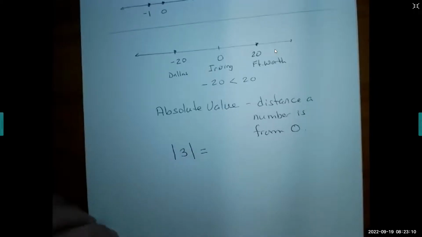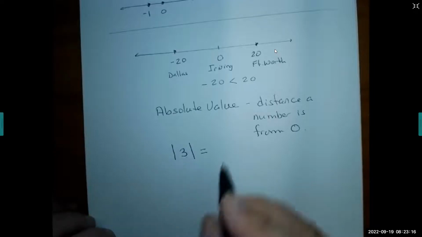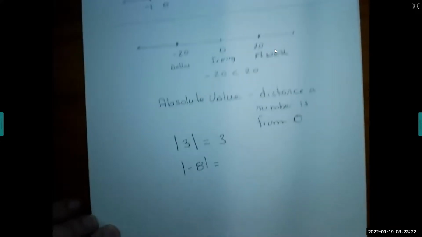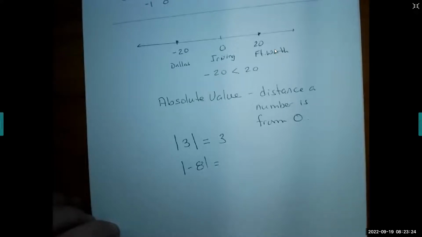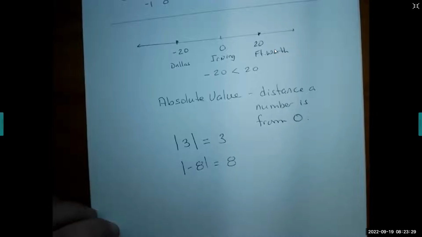What an absolute value does, it tells us how far a number is from 0. So how far is the number 3 from 0? 3 spaces. How far is the number -8 from 0? 8 spaces. So what the absolute value does, inside the absolute value bars, it erases the negative symbol.